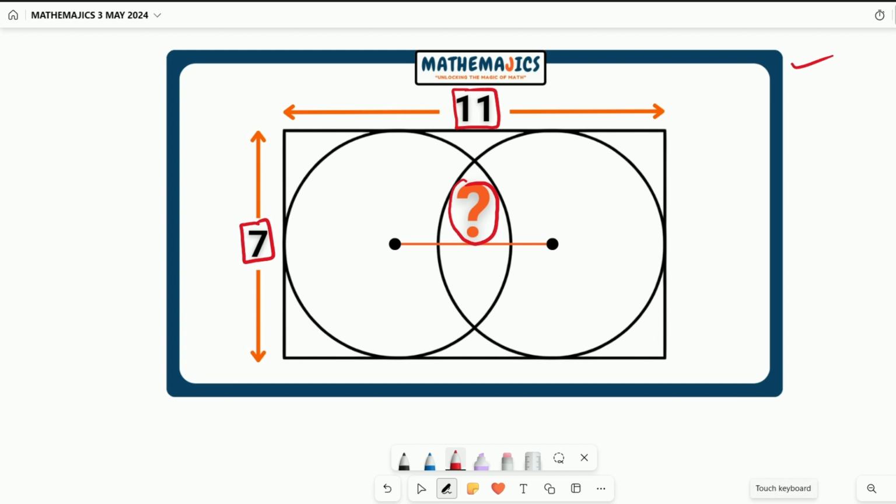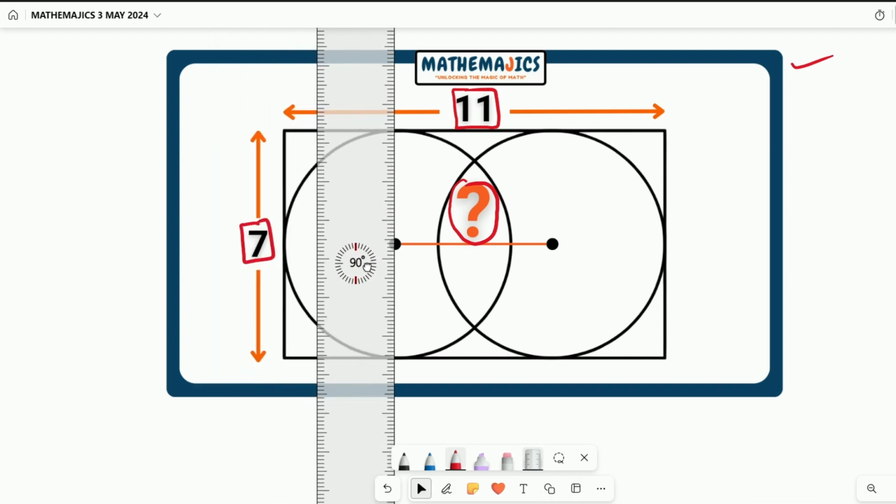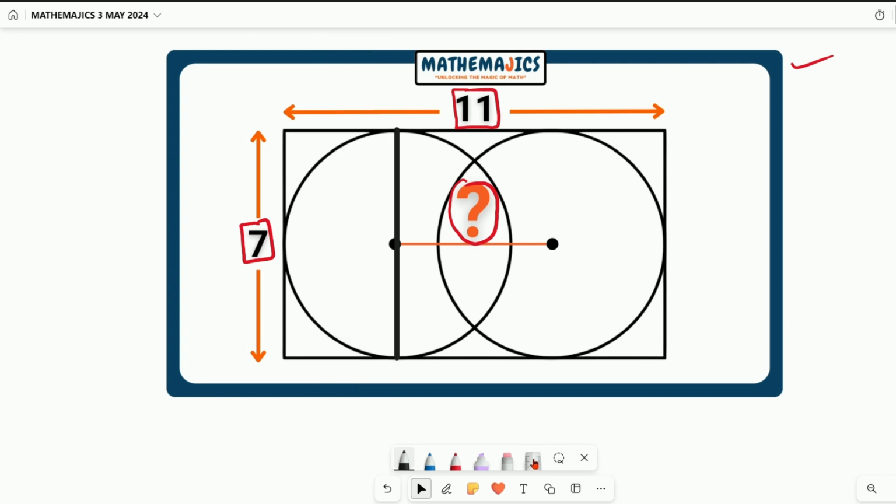Now to start with this question, first we need to find the radius of this circle. How can we find the radius? See, if we draw the diameter like this, you will find that this diameter is tangential to the sides of the rectangle. Tangential means this will be 90 degrees. 90 degrees means this is like the width of the rectangle. Yes, this becomes a small rectangle.